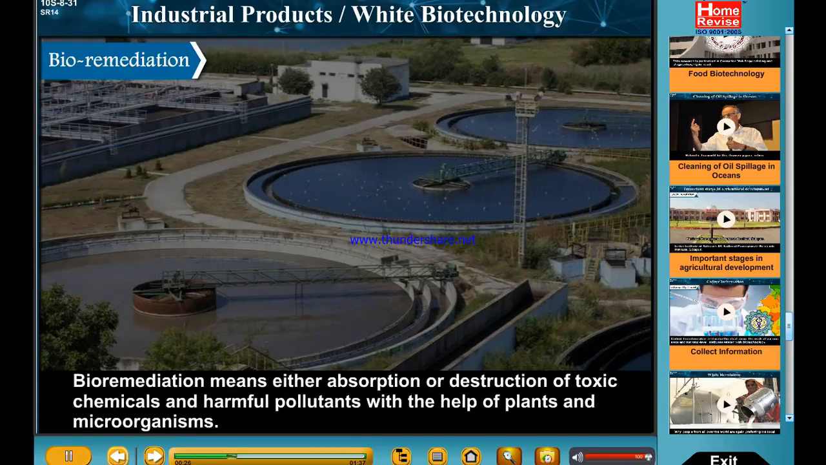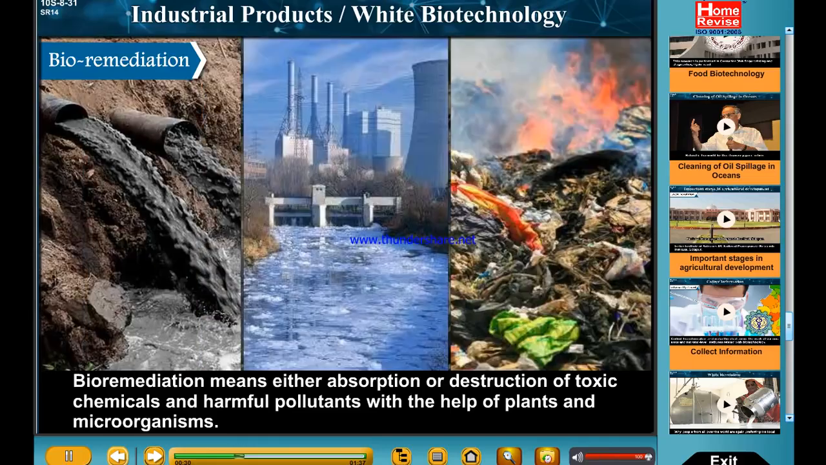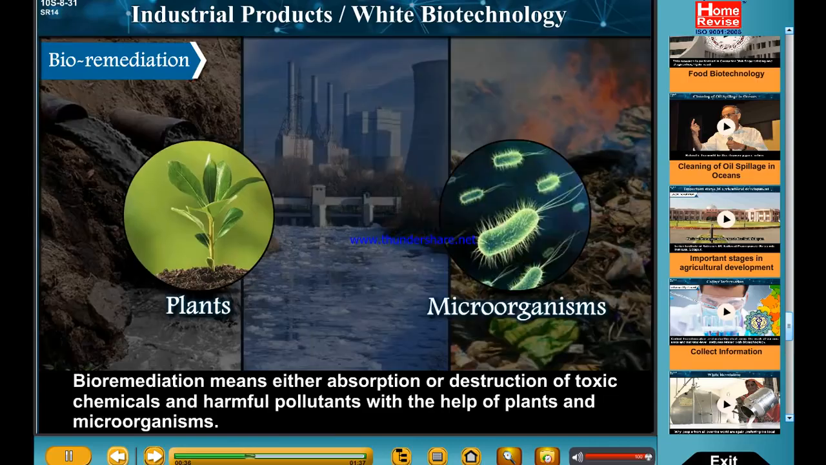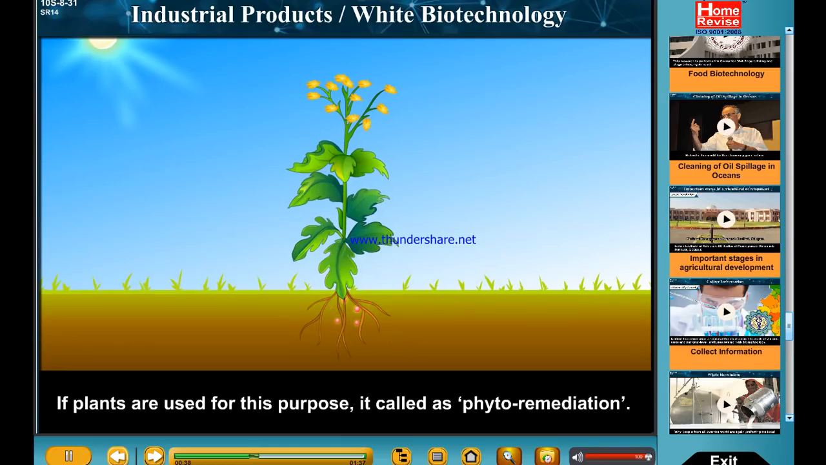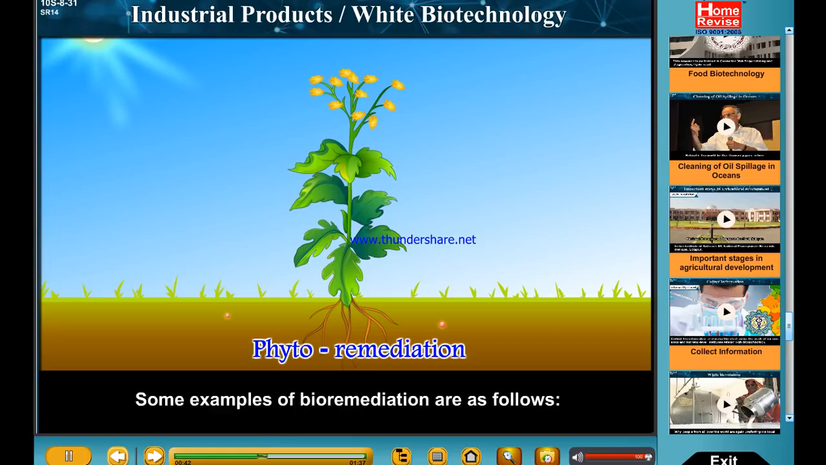Bioremediation means either absorption or destruction of toxic chemicals and harmful pollutants with the help of plants and microorganisms. If plants are used for this purpose, it is called as phytoremediation. Some examples of bioremediation are as follows.